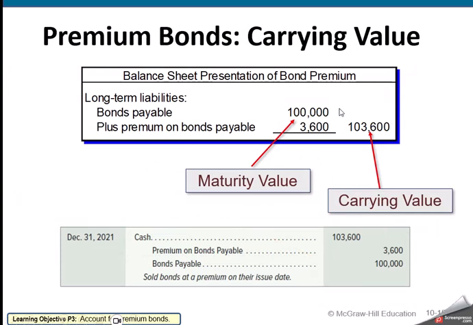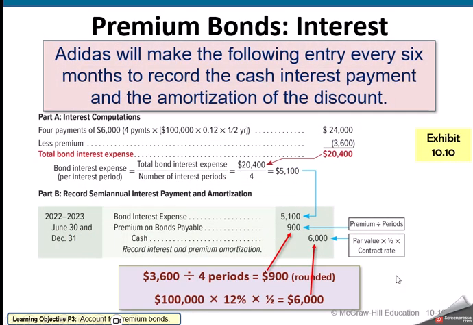And then again, how we do the carrying value is still the same. Bonds payable plus that premium gives us the carrying value. And the cash comes in, we record the premium. And then now when we amortize it, it's very similar. We look at, okay, our premium is $3,600. We divide that by 4, it's $900, but then notice it goes the other way.